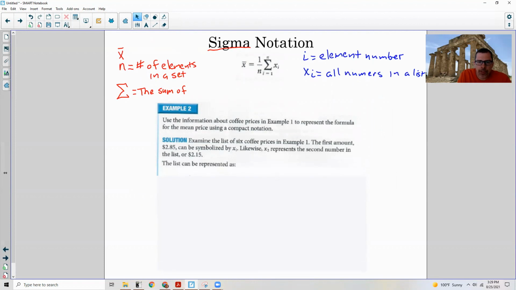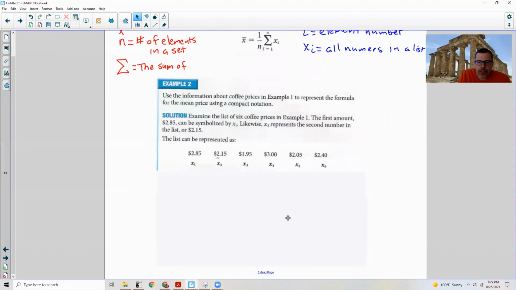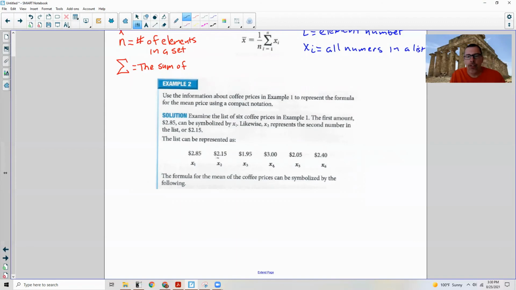The list can then be represented as, and there's the 6. Okay, 2.85 is the first element, and so on, all the way out to the last or the 6th element. So we list them as just X sub 1 through X sub 6. And notice what I'm saying, sub. Okay, these are called subscripts. So if you've ever written a paper and you had to cite your work and you use this, it's called a subscript. So we just say X sub and then the number, and that's how you read it. So X sub 1, X sub 2, and so on.